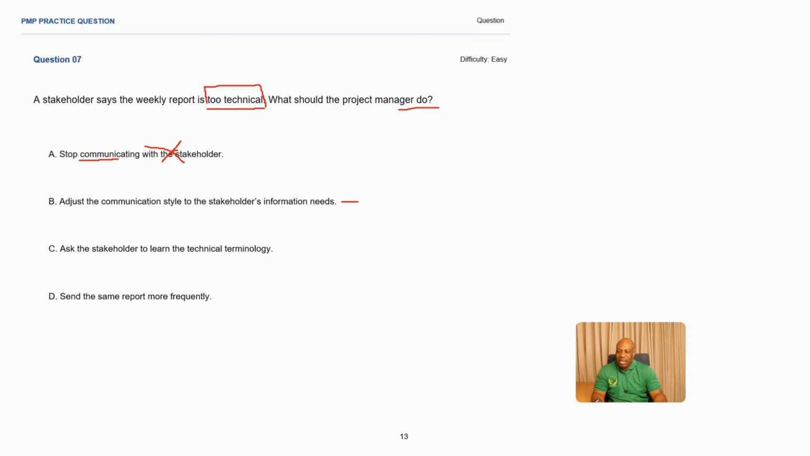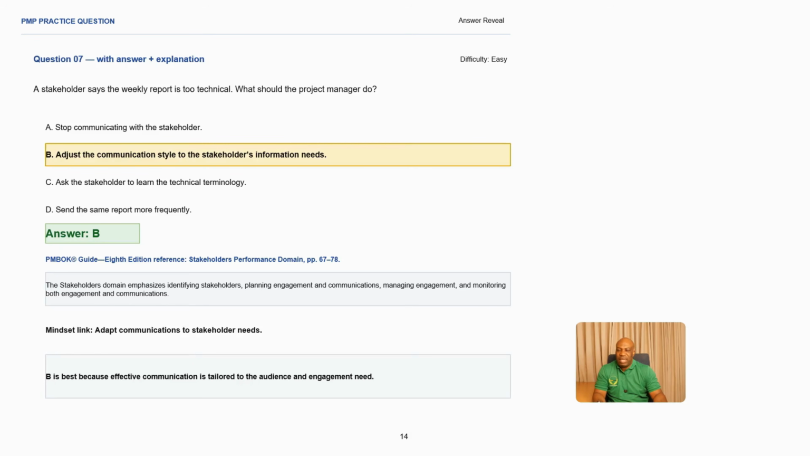Then on C, ask the stakeholder to learn the technical terminology. You don't do this to your stakeholders. Not every stakeholder is supposed to be technical. So this will eliminate this answer straight away. Send the same report more frequently. This is not going to resolve the issue. So most likely this is unlikely going to be the answer. Making B the best answer in this scenario.